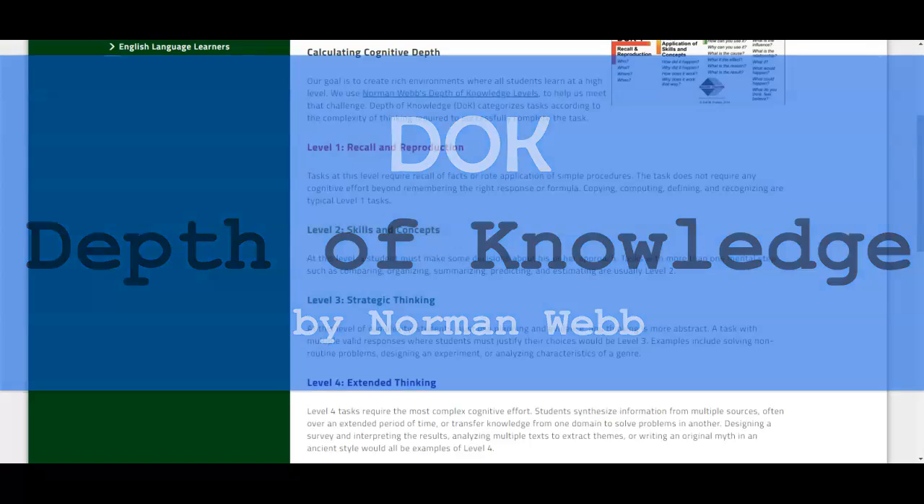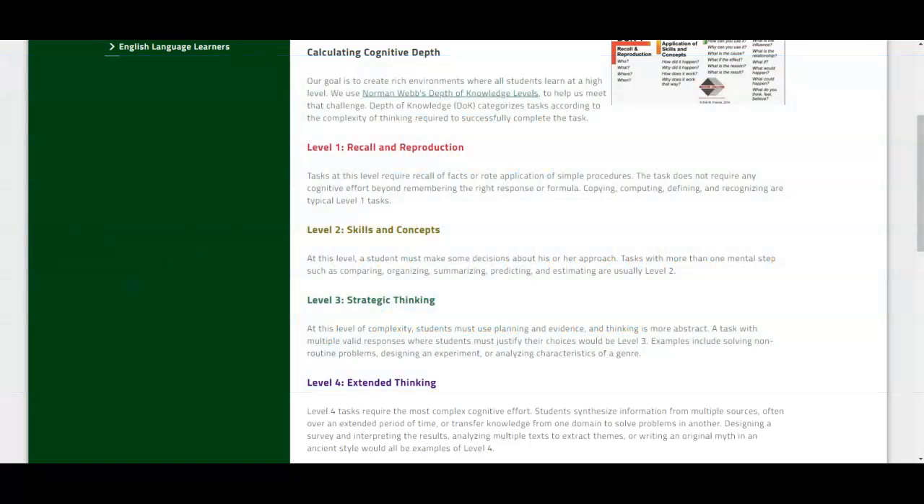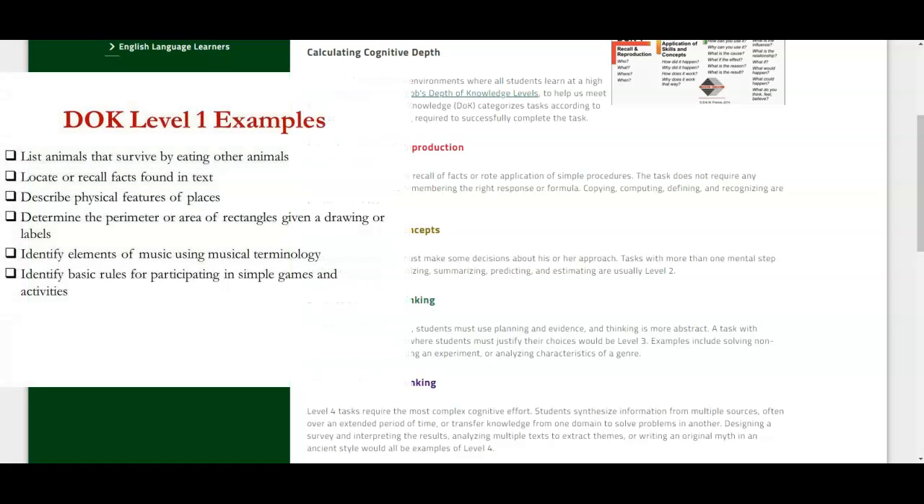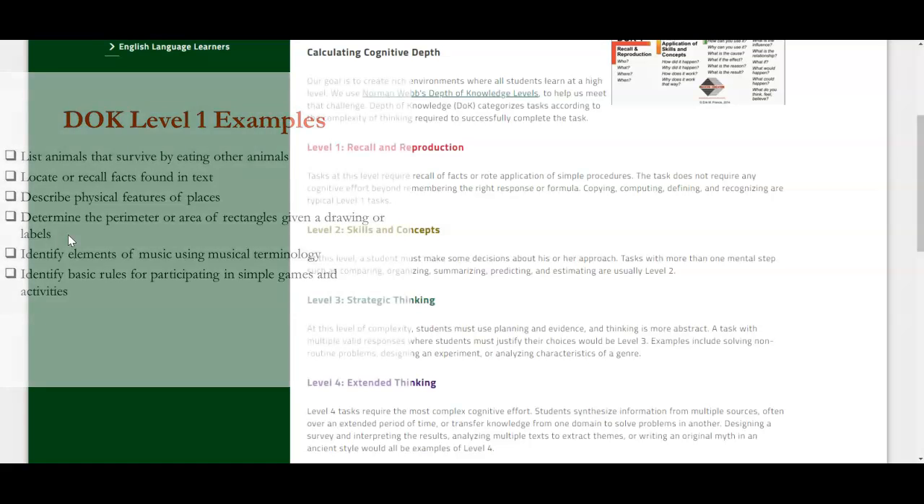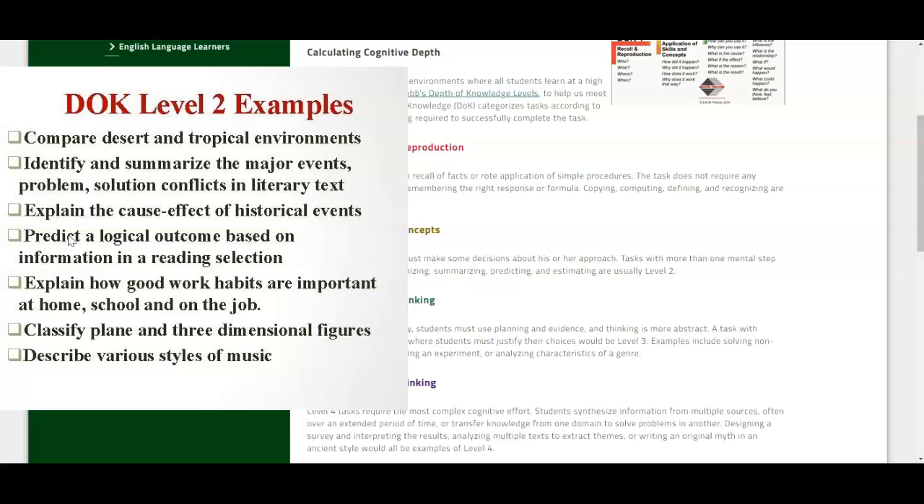The DOK model is broken down into 4 levels as well. Level 1 uses recall and reproduction. Tasks at this level require recall of facts or rote application of simple procedures. The task doesn't require any cognitive effort beyond remembering the right response or formula. It's basic memorization.